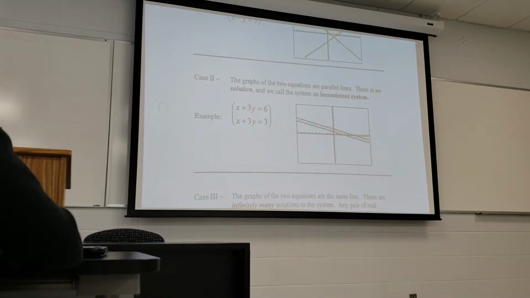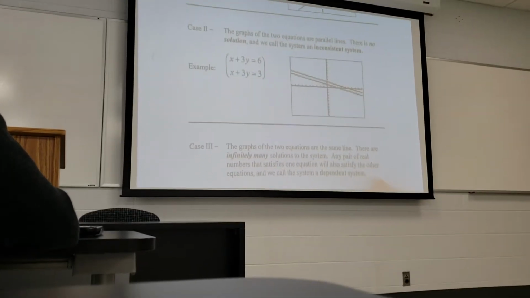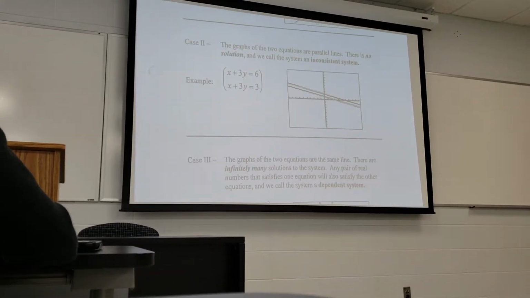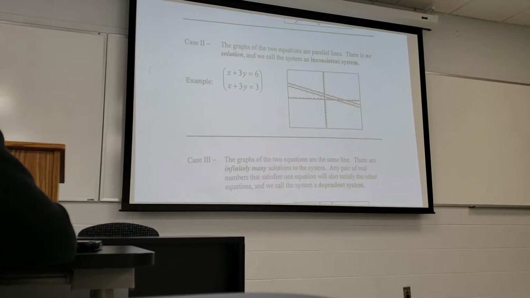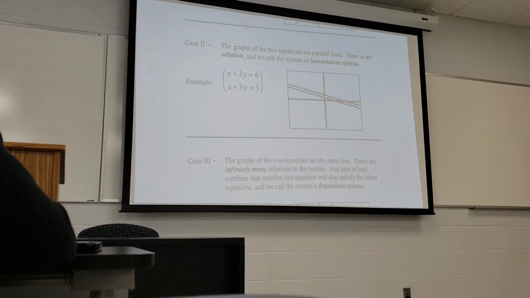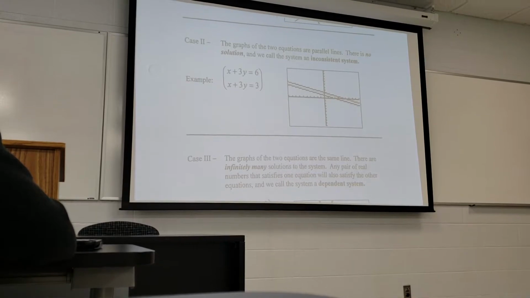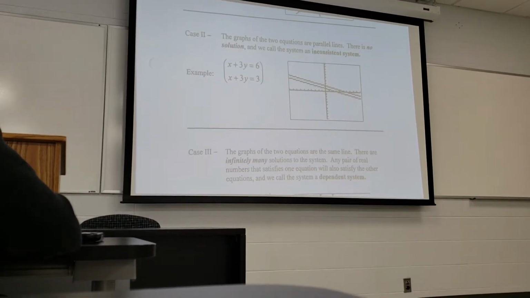All right, the second case is where you solve it and you would have no solution, because what are you looking for? You're looking for where the two lines cross. They don't cross, so there's no solution. It is an inconsistent system, all right? Inconsistent, no solution, parallel lines. What's a parallel line? It's two lines that never cross.